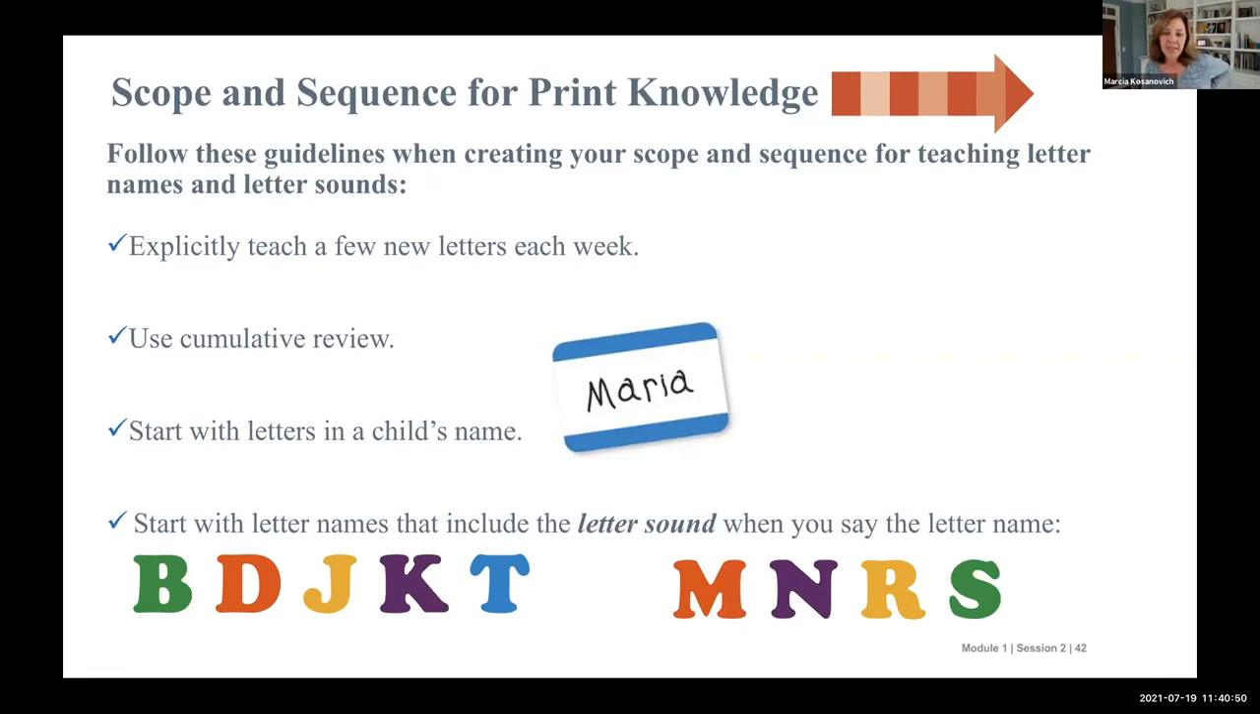So look at the first set of letters on the slide at the bottom. Say each letter name and its sound. So just say it where you are right now. So B, B, D, D. Now do the same for the second set of letters.